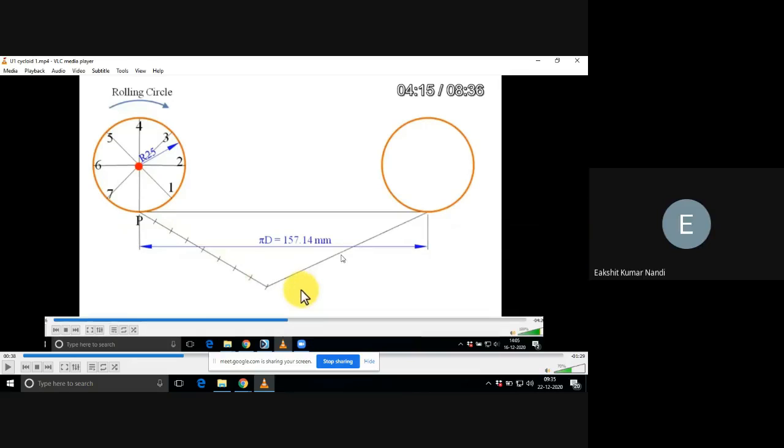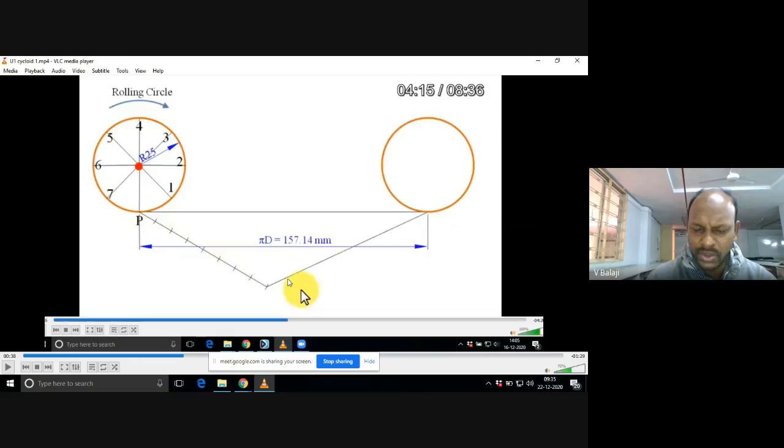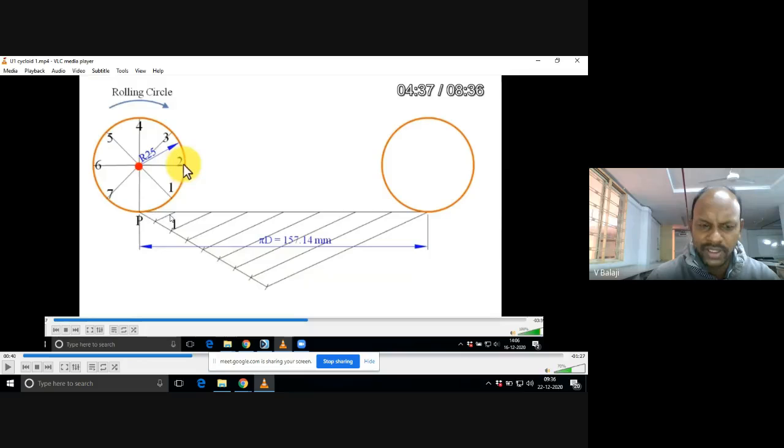Match this line to one of your mini drafter scales. Parallel to that, you need to draw the remaining parallel lines, like this. So what happened? You will get this PP line, the horizontal ground path, automatically divided into 8 equal parts. 1, 2, 3, 4, 5, 6, 7, 8.